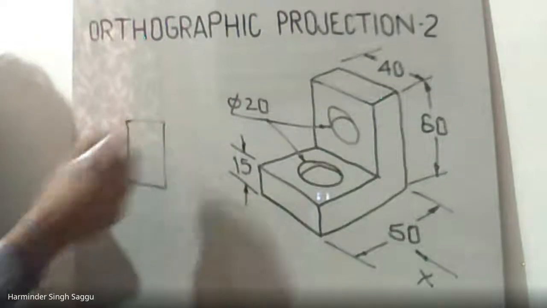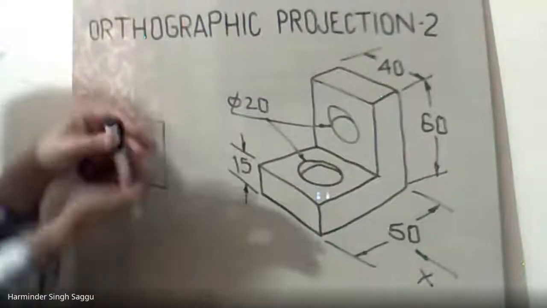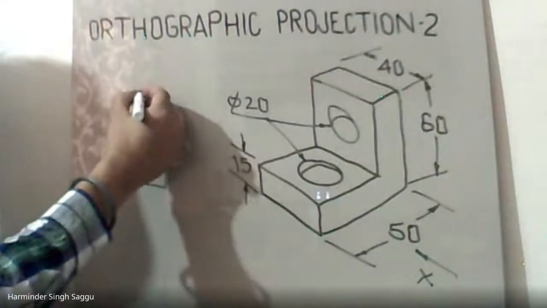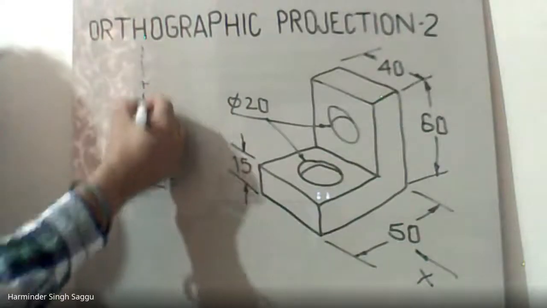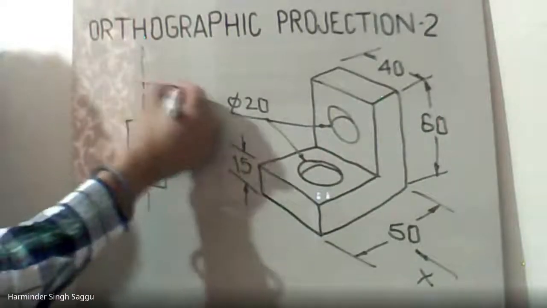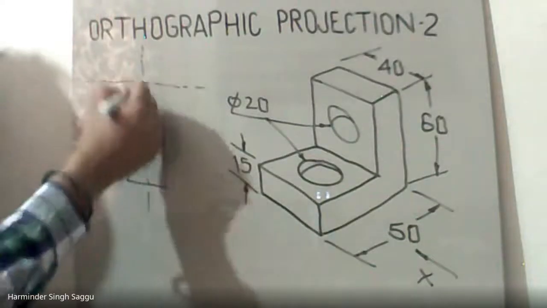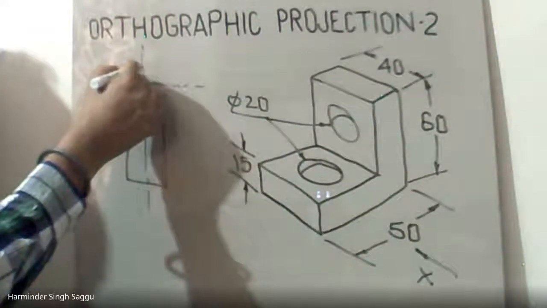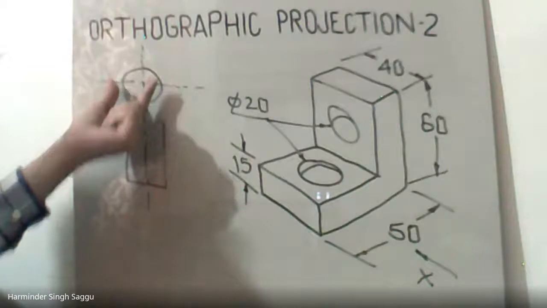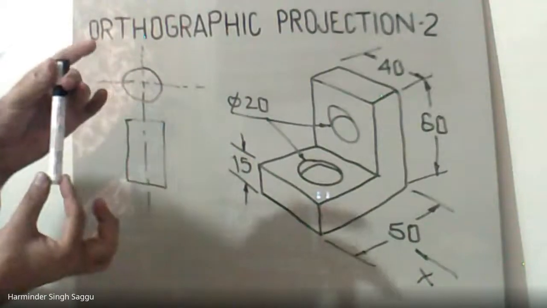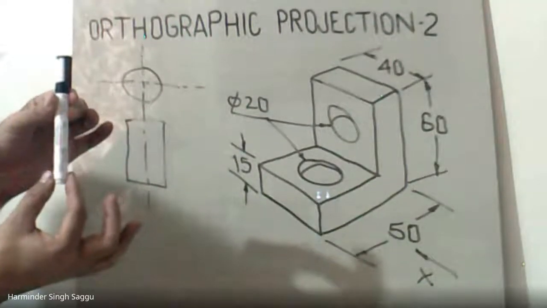Cylinder, front view is a rectangle. Now for its top view, that will be a circle. This is the circle center. This is the center line, 10-3, 10-3, 10-3 line. You have to draw the circle, right? So this diameter equals the width. Diameter is equal to the width from its front view.